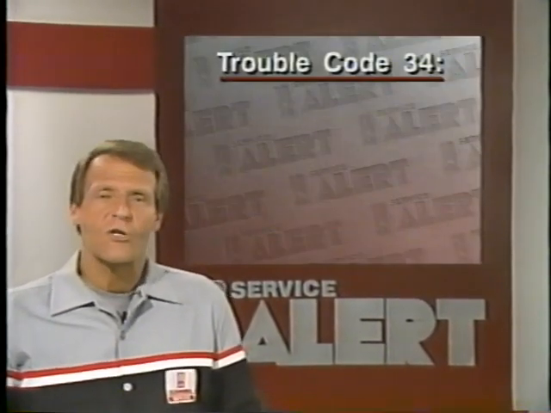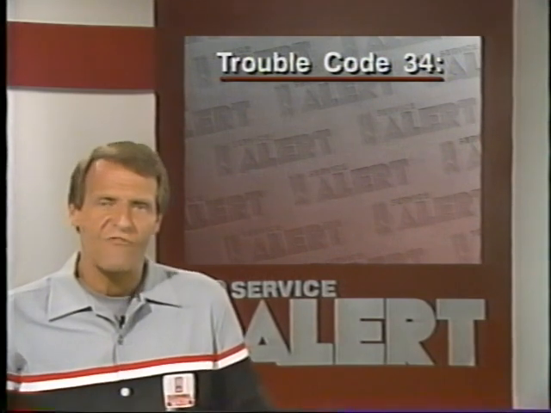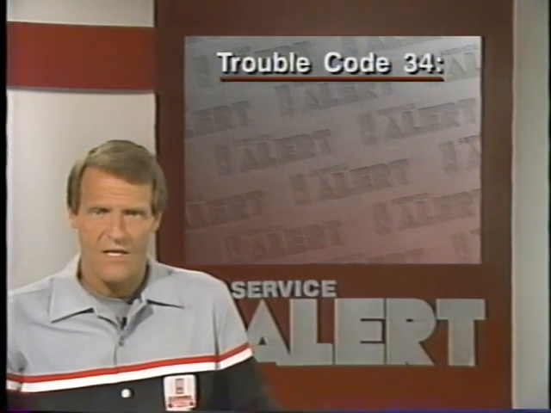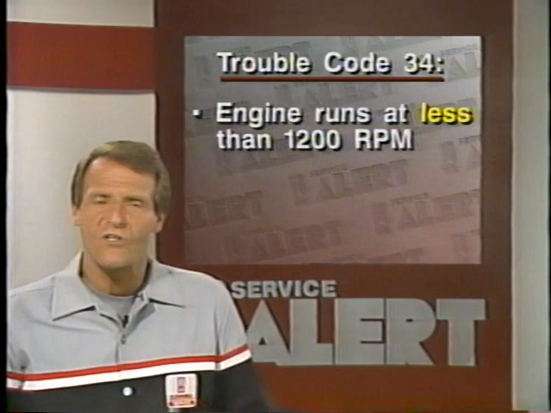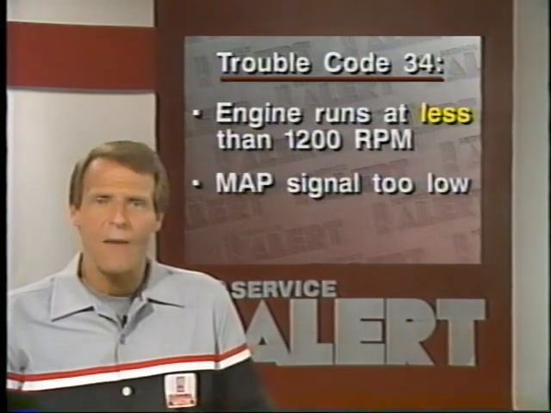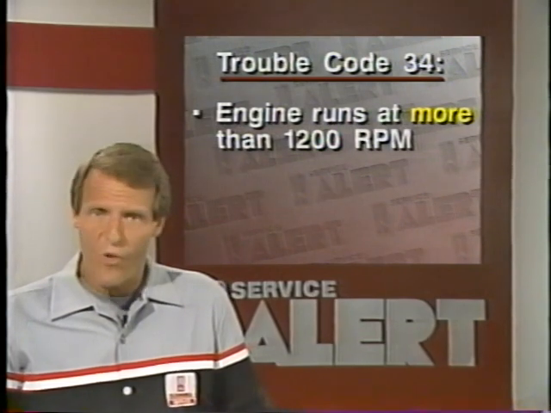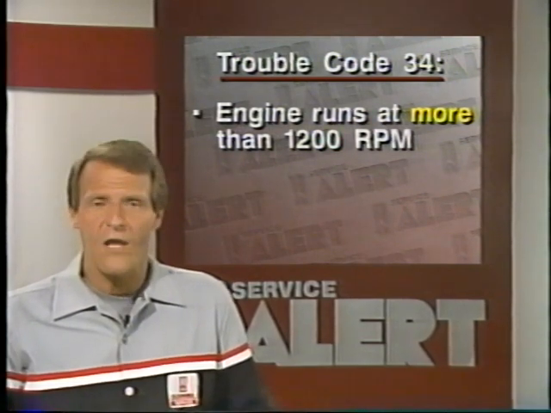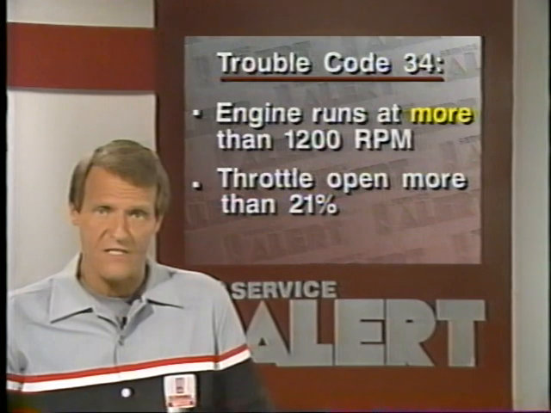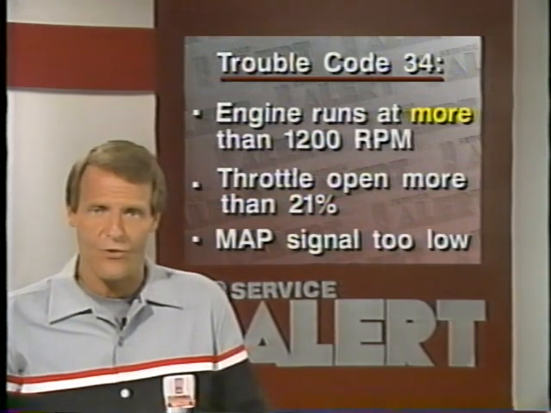The PCM will set a code 34 when it detects the following conditions at the same time. Engine is running at less than 1200 RPM and MAP signal voltage is too low. Or the engine is running at more than 1200 RPM, throttle opening is more than 21%, and MAP signal voltage is too low.